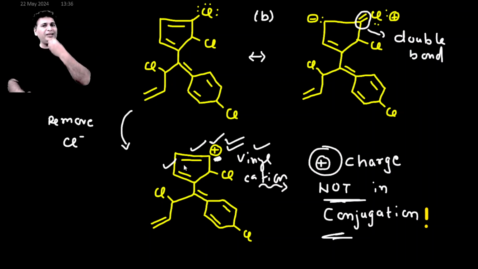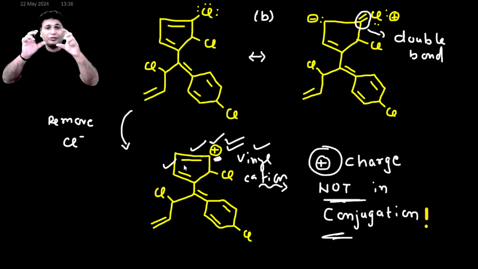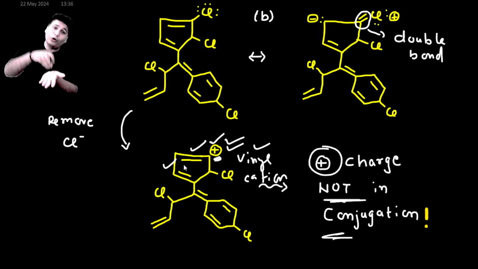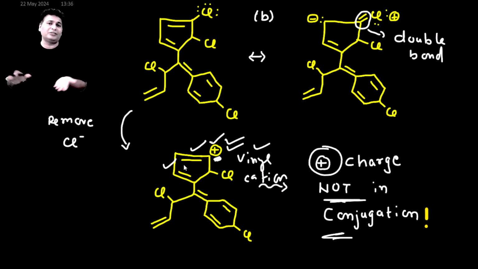Okay. So B is out of the competition because of these difficulties. First, the Cl is not coming out because of the double bond character. If you remove it anyhow, the plus charge remains localized, and is not getting delocalized. No resonance is possible. So after taking into consideration all these things, it is very difficult.